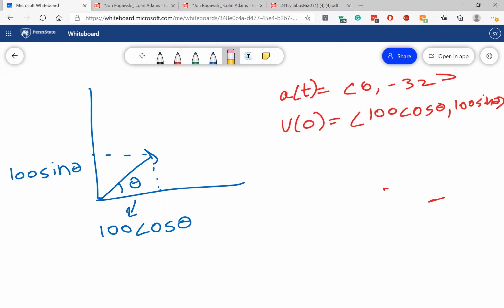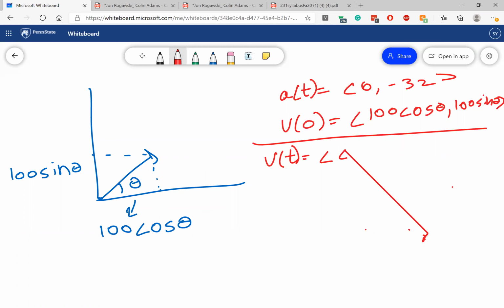Okay, now let's find what v of t is. So v of t, that's going to be, so over here we would have C1. So here we'd have C1, a comma, negative 32 t plus C2.